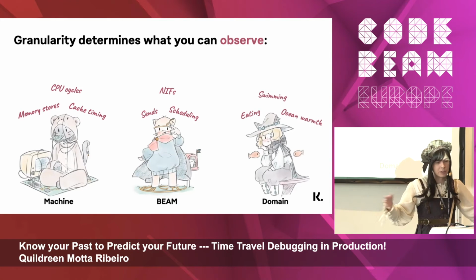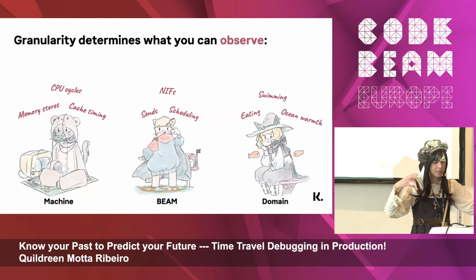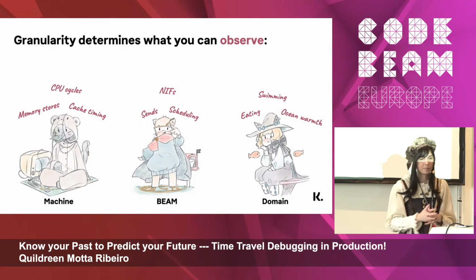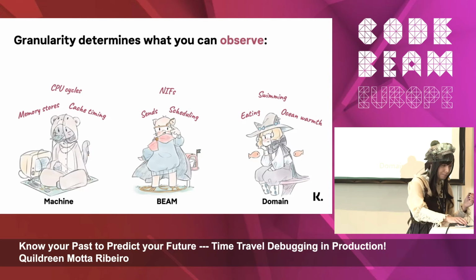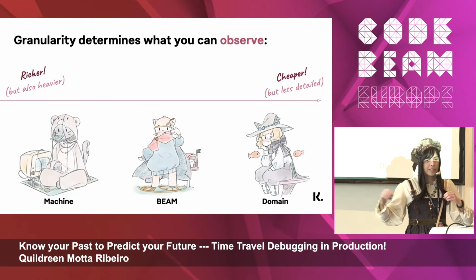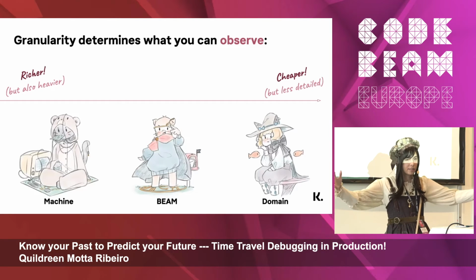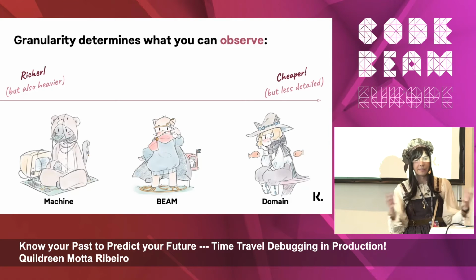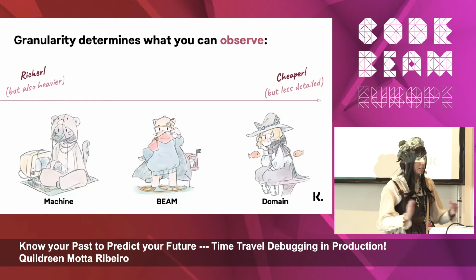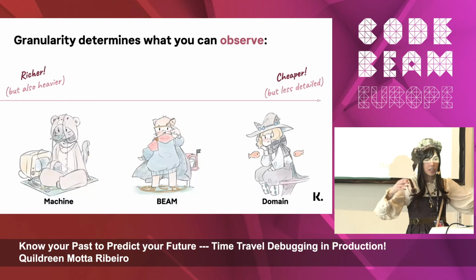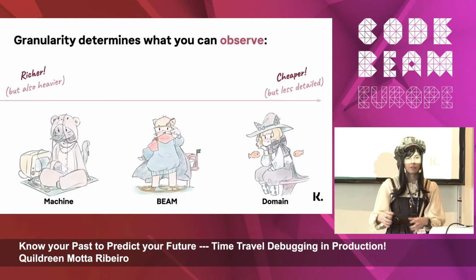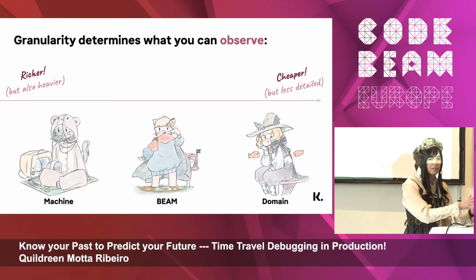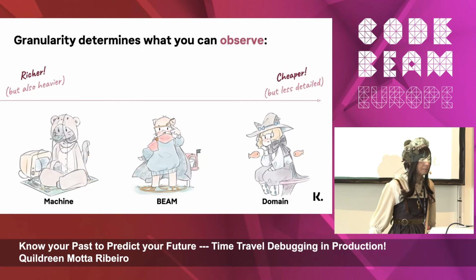Now, if you record your domain level stuff, you can only observe things about your domain, directly at least. Of course, as you go towards your domain, you get much cheaper traces, so you can record more stuff or longer spans of time. But you can observe less stuff as well. As you go towards the left, towards the machine level, you can observe much more stuff about the machine that was running your code. But you can record much shorter spans of time because there's just too much happening.